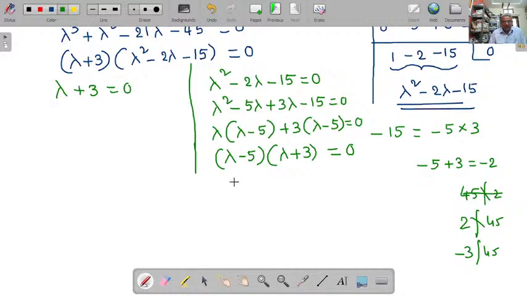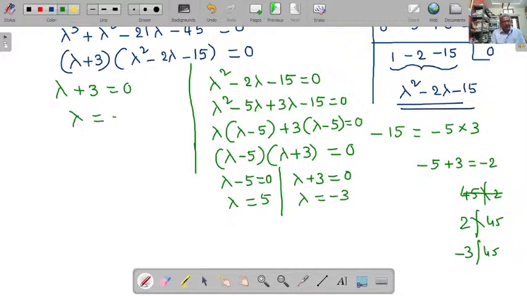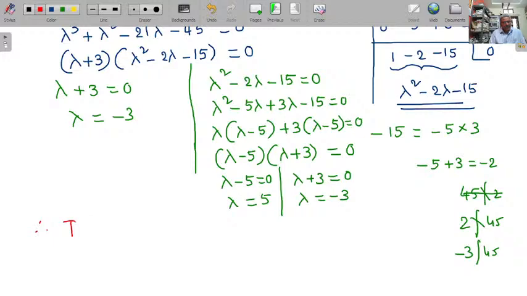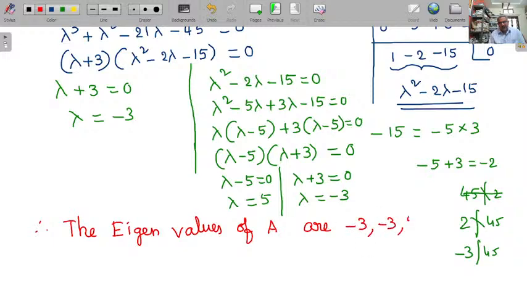Okay. So now here we will be getting two cases, lambda minus 5 is equal to 0 and lambda plus 3 is equal to 0. Good question you asked, Mr. Marvel. Lambda is equal to 5 and lambda is equal to negative 3. Here also lambda is equal to negative 3. So therefore we can conclude the eigenvalues of A are negative 3, negative 3, 5. So this is the answer.